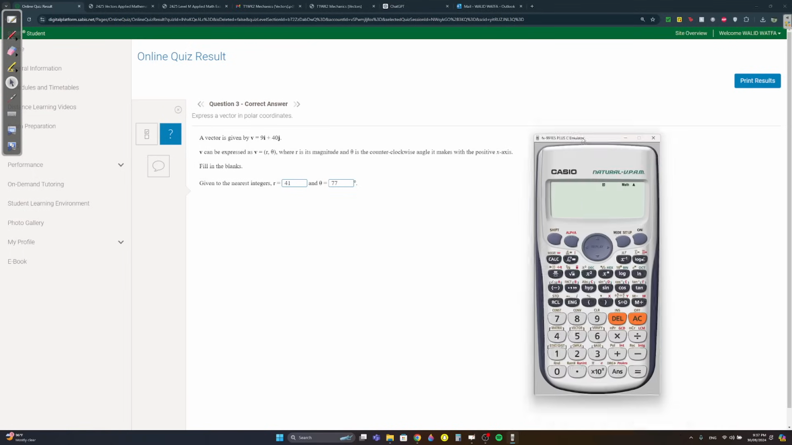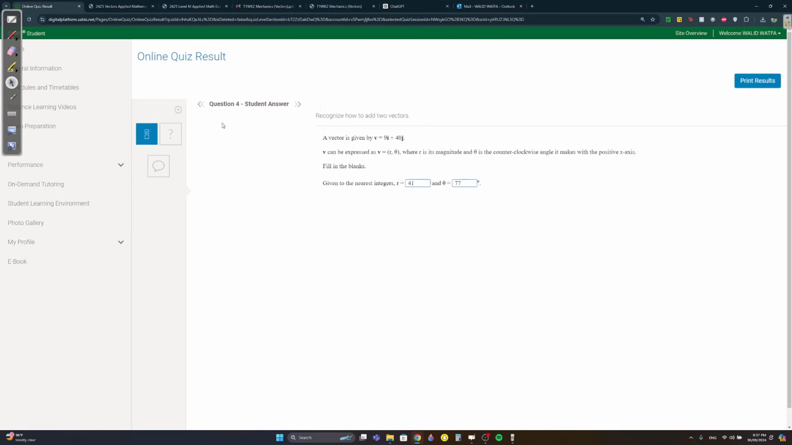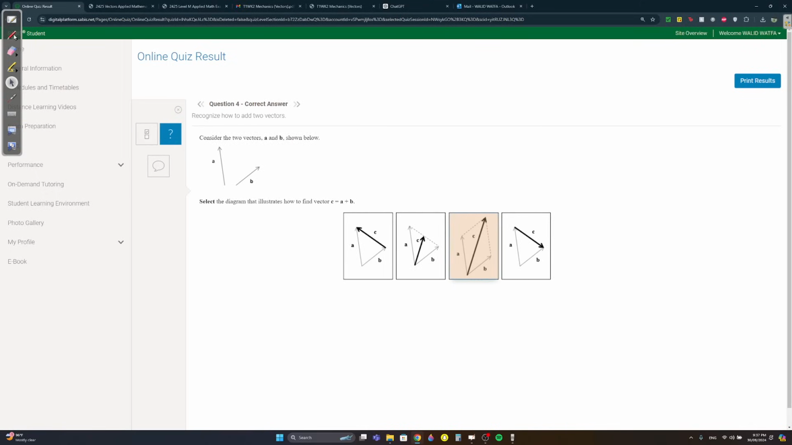If you have a calculator, do not waste your time. Go straight away: Shift, Pol, 9, comma, 40, bam. R equals 41, theta is 77 degrees. That's it, because they said to the nearest integer. So you don't put that.